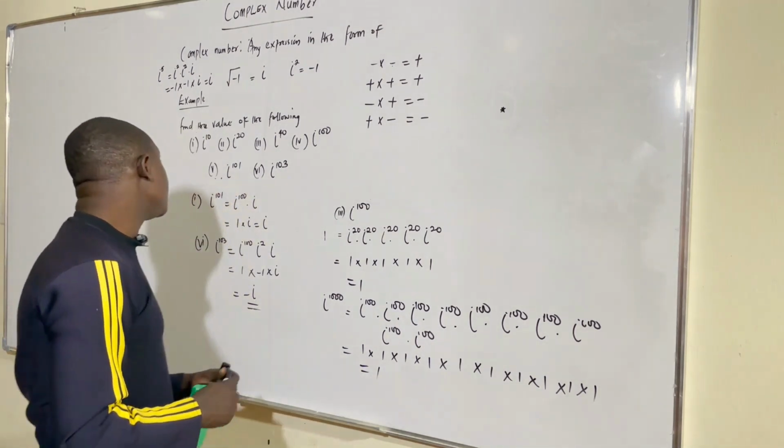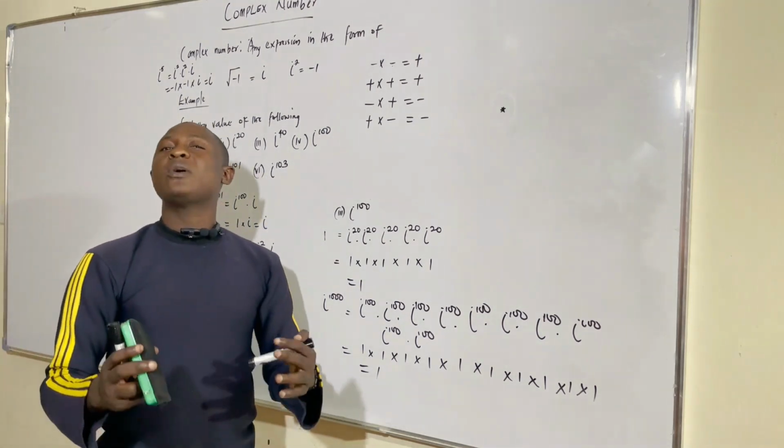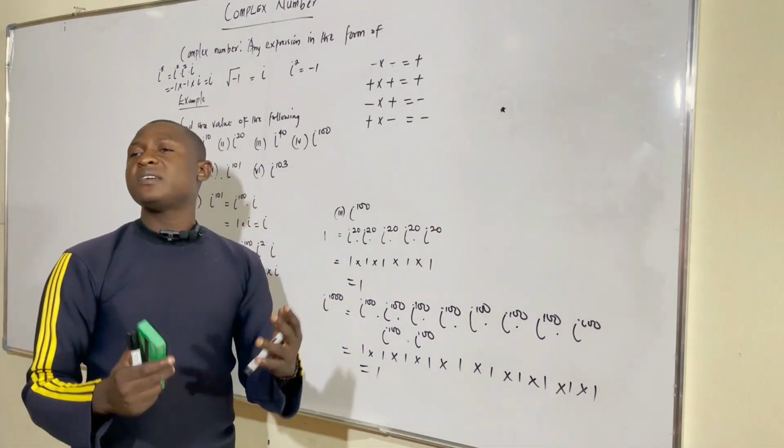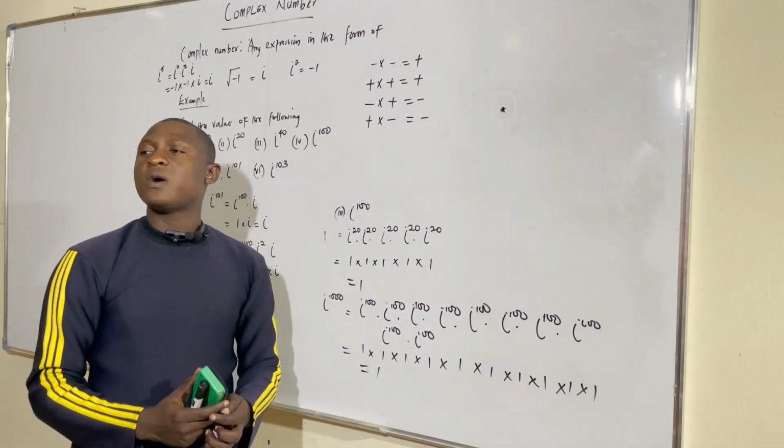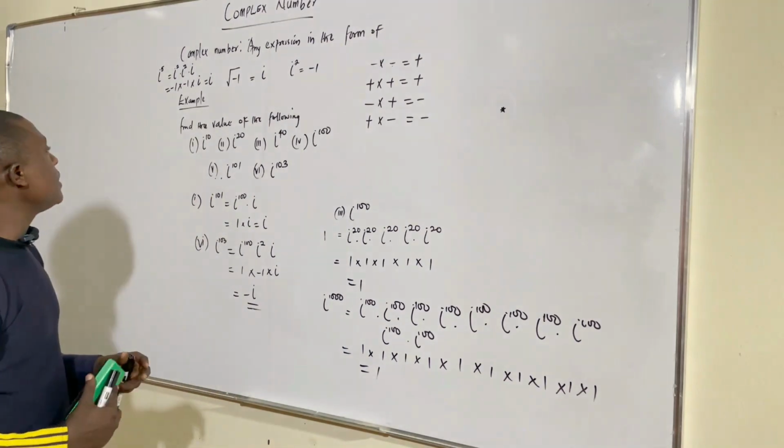We are going to have more exercises. If we go to the materials where we are getting more examples, we are going to have many exercises there. For now, even if we have to find i raised to the power of 500, or i raised to the power of 600, or i raised to the power of 1000, just follow the same logic.